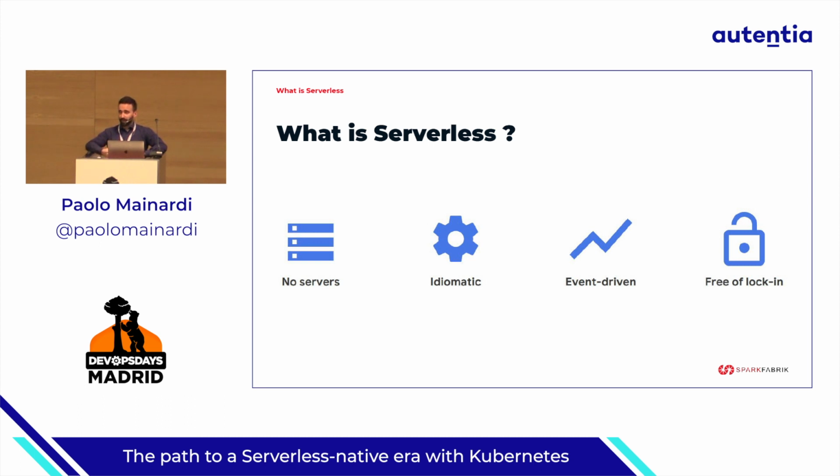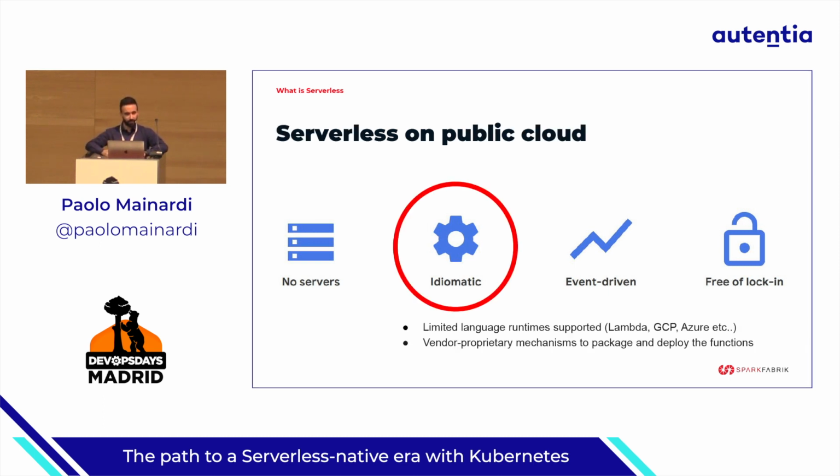And it's free of lock-in, so I can write a function that is capable of running on AWS Lambda, and I want to take it as is and deploy it on another platform like Google Cloud Functions, or spin up that function on my laptop. This is, in an ideal world, what serverless is. But today on public cloud, the situation is a bit different, because we have limited runtime language support. We can, for example, deploy a Ruby function on the public cloud function as a service.